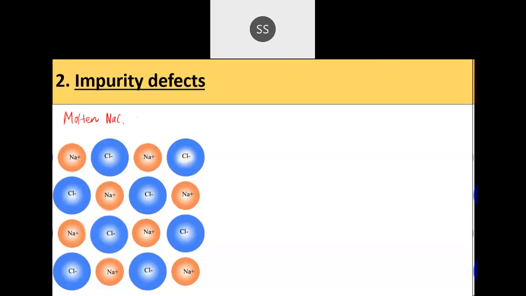When molten NaCl is crystallized, suppose some impurities are present, like traces of strontium chloride. Then strontium here is the cation and chlorine is the anion, like in sodium chloride we have sodium as the cation and chlorine as the anion. During crystallization, if instead of one sodium, one strontium goes and gets occupied, then what will happen to this particular crystal?